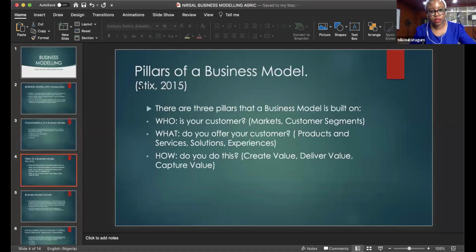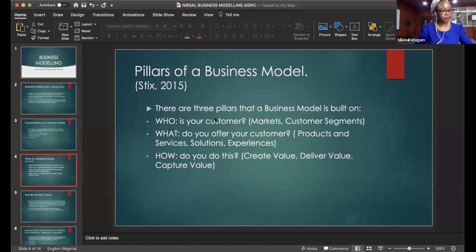Now, there are certain pillars that I don't know if anybody is with me or if anybody has any questions for now. You can go ahead. No questions so far. If anybody has any questions, you can put it in the chat, I think.